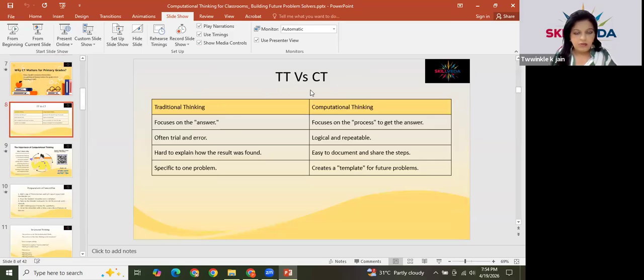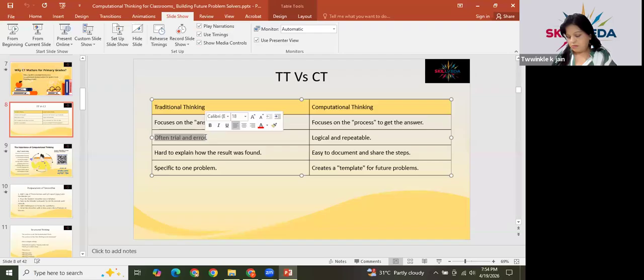So what is traditional thinking and what is computational thinking? Normally, we all focus on the answer, but computational thinking focuses on the process to get the answer. This is very much important. This process makes us execute. This execution becomes like coding. That's where the connectivity lies between normal thinking and how computers think. Computers always think in this way. That's called computation. So we go for trial and error. If it is wrong, strike out and do it again. But here, using that trial and error, it will find another logic to solve.